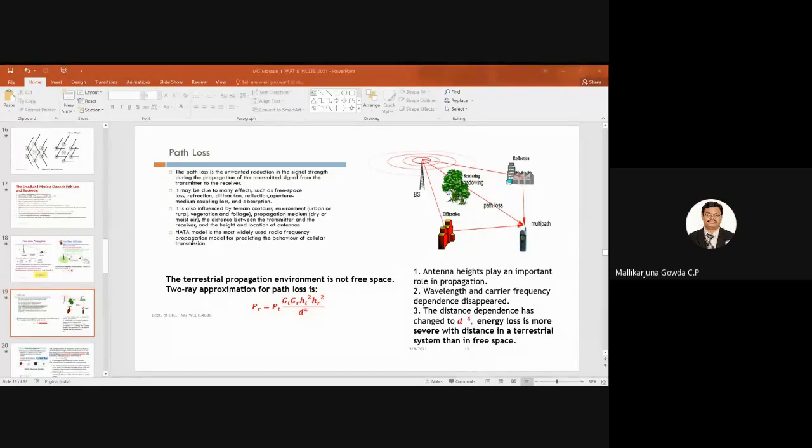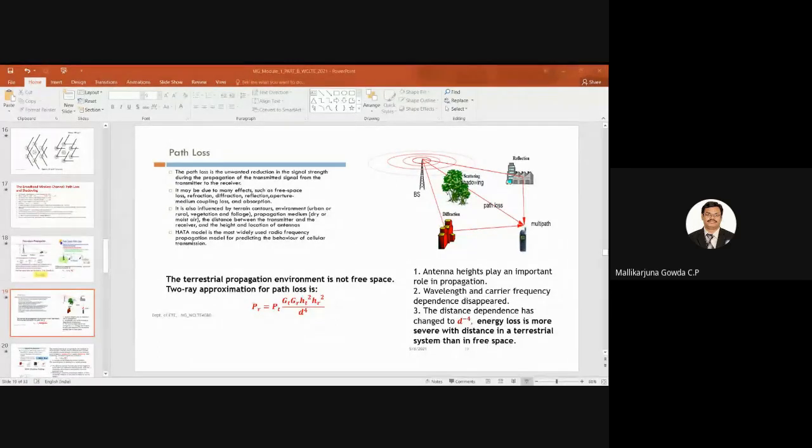Okay. Because, as I said, it is influenced by terrain contours, right? And even the environment, I was telling about this, whether it is urban, rural, or vegetation and foliage, right? The propagation medium, whether it is dry or moist air, right? And the distance between the transmitter and the receiver, and even the height and location of the antennas also. Because of all those things, there will be a reduction in the signal power at the receiver. So those are the reasons I quoted here.